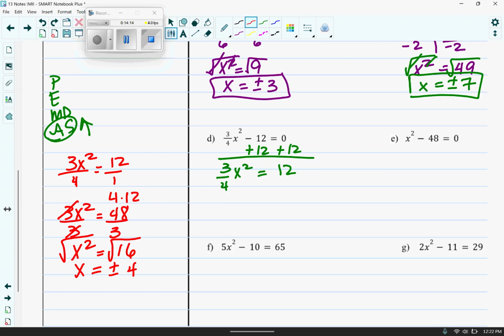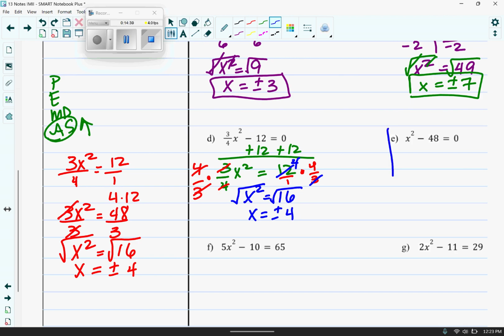Another option would be to get it to this point and multiply by the reciprocal. Cancel, cancel, cancel. Over here, 3 goes into 12 4 times. 4 times 4 is 16. And then square root both sides and get that x is equal to plus or minus 4.